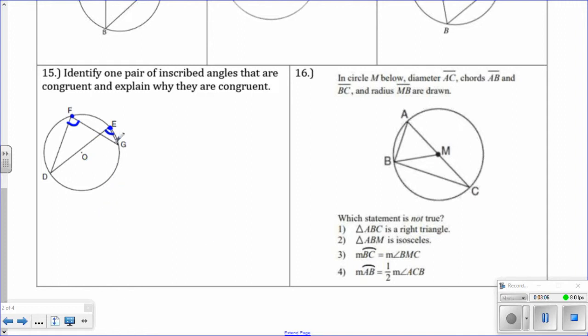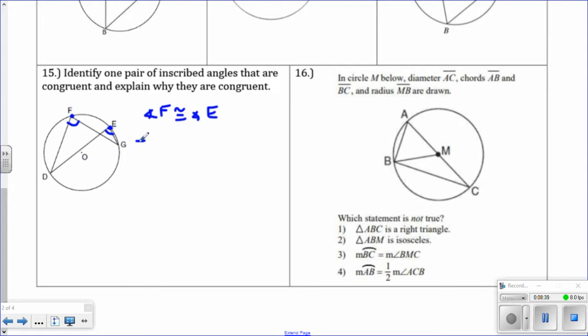Since we're taking half of the same arc, for example, if this arc was, I don't know, maybe around 160 degrees, if I take half of 160, half of 160, I'm getting 80 degrees for both of those angles. Okay, so I'm going to say that angle F is congruent to angle E. And by the way, the other pair you could have done was angles D and G, because those would both be half of arc FE. So they just have to open up to the same arc. So those two angles are congruent, and we have to explain why they're congruent.